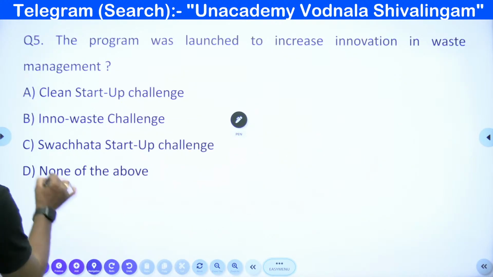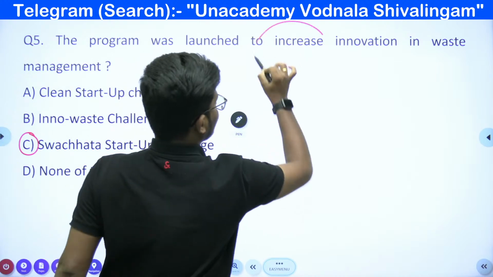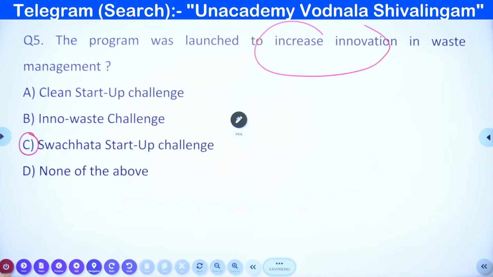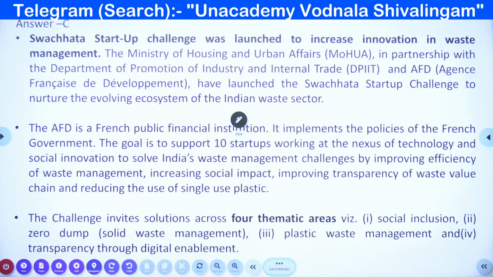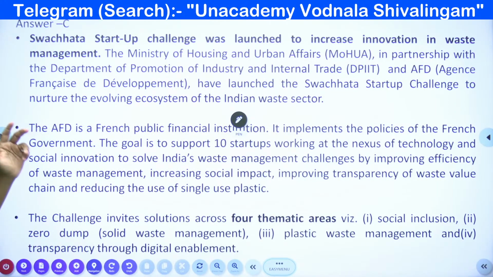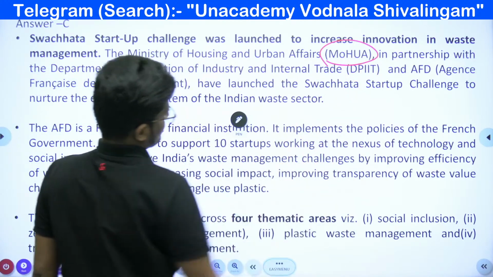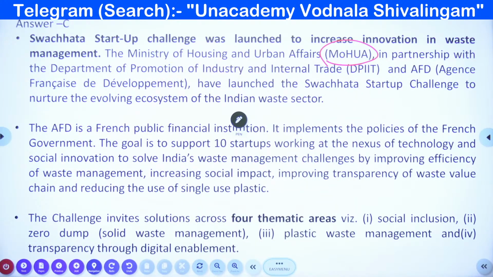So option C is the given answer, Swachhata Startup Challenge. The program was launched to increase the innovation in waste management mainly. The Swachhata Startup Challenge was launched by the Ministry of Housing and Urban Affairs, MoHUA, in partnership with the Department for Promotion of Industry and Internal Trade, DPIIT, and Agence Française de Développement.